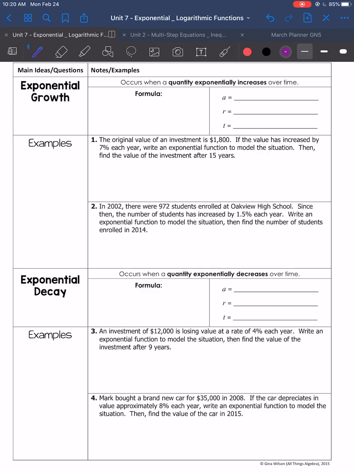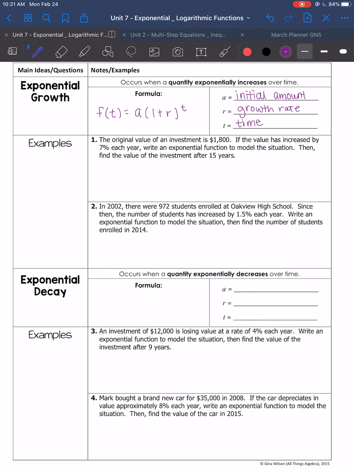In this video, we're going to talk about some applications of exponential growth and decay and some compound interest problems as well. So your formula for exponential growth is going to be f of t equals a times 1 plus r to the t power, where a is your initial amount, r is your growth rate, and t is going to be your time.